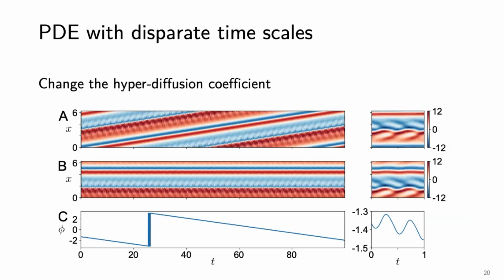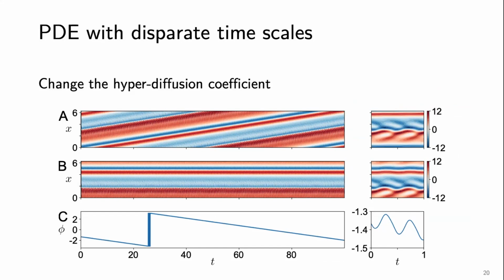Okay, so now we'll go on to a slightly more complicated example. We change the hyperdiffusion coefficient in the PDE. And when we do that, we now get beating traveling dynamics. If you look at the top row, you can see that there's this very slow drifting behavior that occurs over approximately 100 time units.